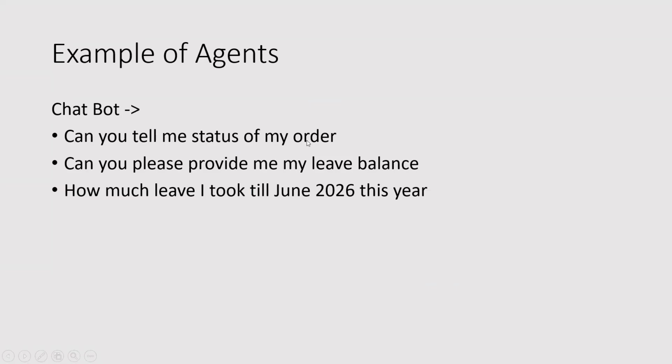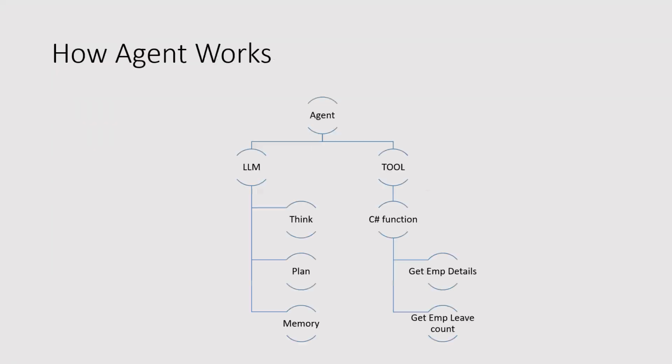Now let's move on to how the agent works. Basically, an agent has two major things. Each and every agent in the world always communicates with an LLM, and it also has access to tools. What exactly are tools? Let me tell you.